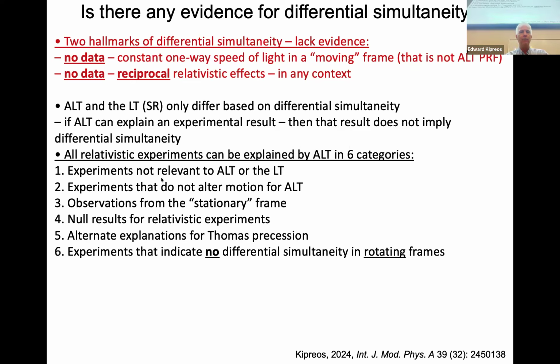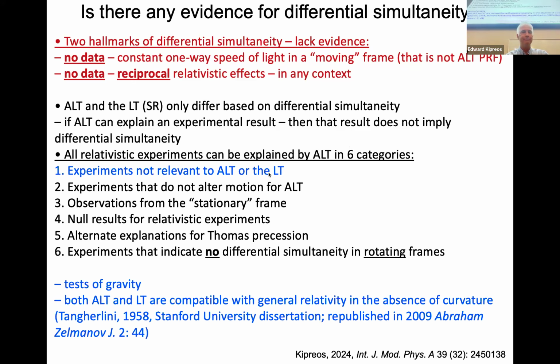So I'm not going to go over all of them, but I'm going to go over like 3 of them. So the first one is experiments not relevant to alt or the LT. So these include a lot of experiments that have nothing to do with it, that are testing different weird aspects of potential Lorentz invariance. But there's also tests of gravity. Gravity has relativistic effects. And the reason why it's not relevant to alt or the LT is because alt and the LT, or alt and special relativity, don't deal with gravity, okay? They're dealing with motion, not with gravity.